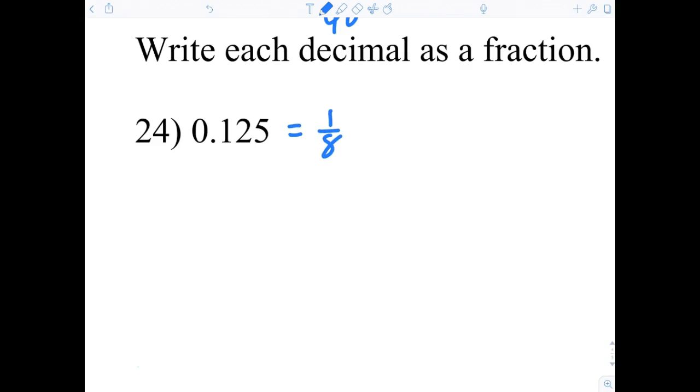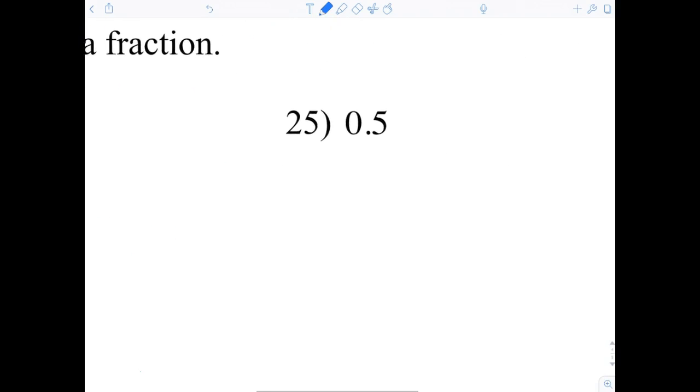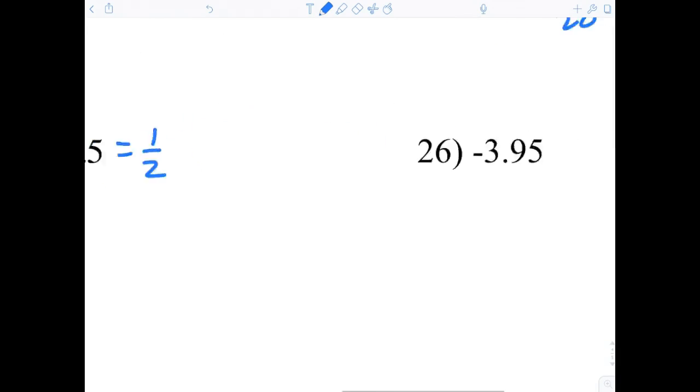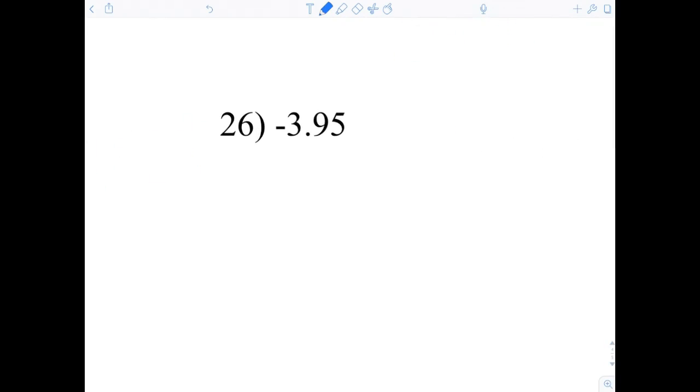Now, let's say we forgot. It would just be what? 125 over 1,000, right? Then you just divide by 5, divide by 5, divide by 5. All right, here we go. Well, I'm pretty sure everybody here knows 0.5 is what? 1/2. And then negative 3 and 95 over 100. Is everybody happy with that?